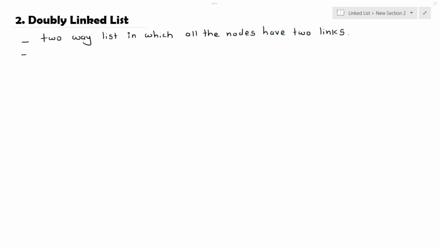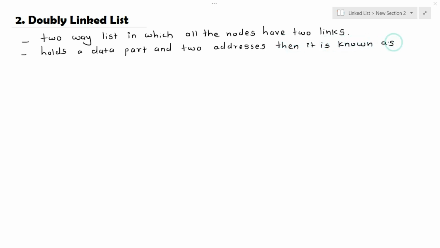The second definition we can give for a doubly linked list is: when a node holds a data part and two addresses, it is known as a doubly linked list.